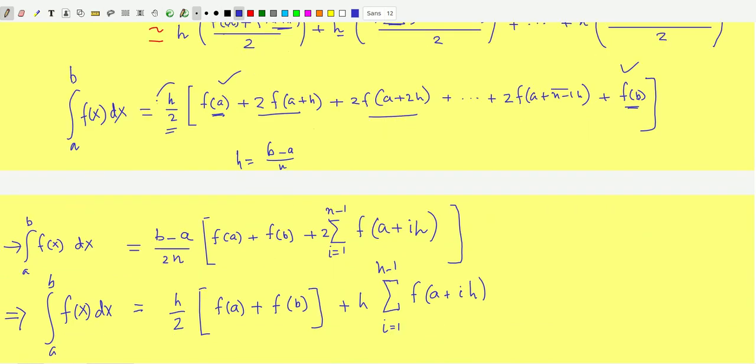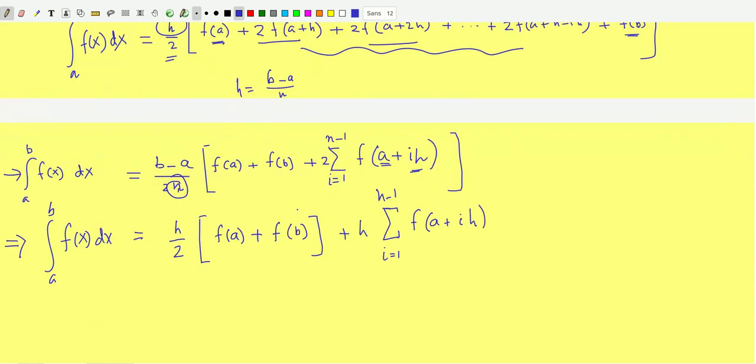I can also write it this way, where h is replaced by (b minus a) by n, and n is the number of segments. I can generalize this part as twice the sum over i equals 1 to n minus 1 of f(a plus ih). Here i goes from 1 to n minus 1, so the first point and last point are excluded. Or I can say h by 2 times f(a) plus f(b), and the 2 goes out, therefore h multiplied by the sum over i equals 1 to n minus 1 of f(a plus ih). This is all about the n-segment trapezoid rule.